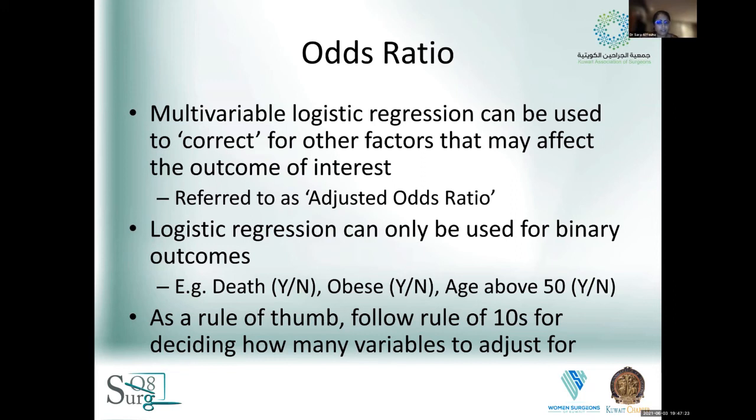Of note, logistic regression can only be used for binary outcomes. So if your data is numerical, you have to change it into categorical, and usually it has to be yes or no. You know, death would be yes, no. Obese, BMI above 30, yes, no. Age above 50, yes, no. And how many variables can you adjust for? As a rule of thumb, you have to follow a rule of tens for deciding how many variables to adjust for.